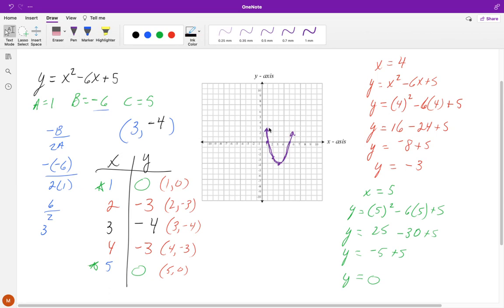All right, so when it's in vertex form, we find our vertex by the way it's sliding. When it's in standard form, we find it by using this formula, but our step 1, no matter what, is finding the vertex, and then from there we build our table.